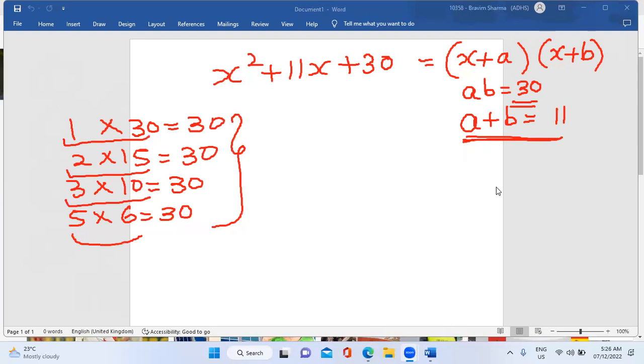So 1 plus 30 is 31. It will not work. 2 plus 15 is 17. It's not going to work. 3 plus 10 is 13. It is not going to work. 5 plus 6 is 11. It is going to work. So my numbers would be 5 and 6.